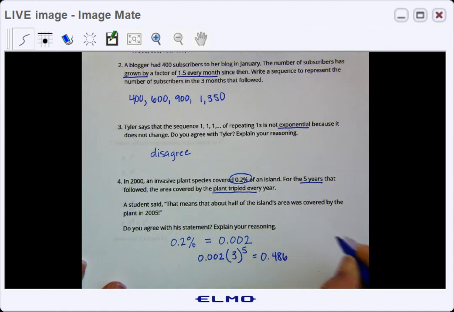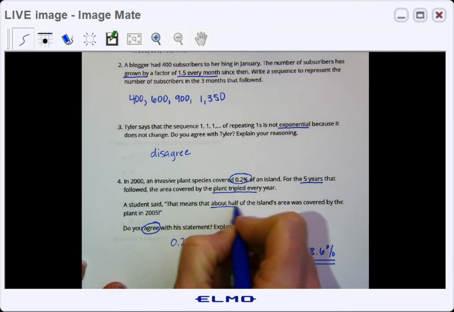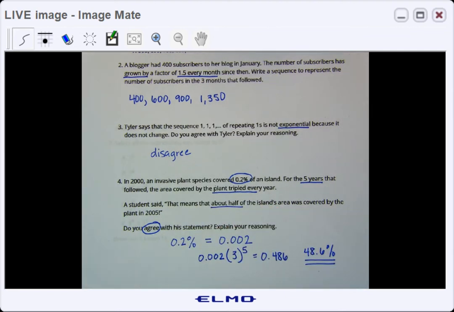So this is equal to 0.486, which as a percent would be 48.6%, really close to half. So I would agree. I would agree because this is very close to half, and he does clearly say about half the island's area would be covered by that plant in 2005.